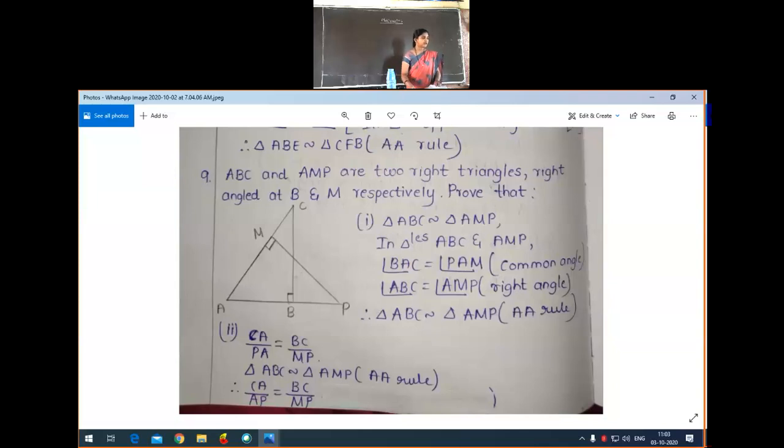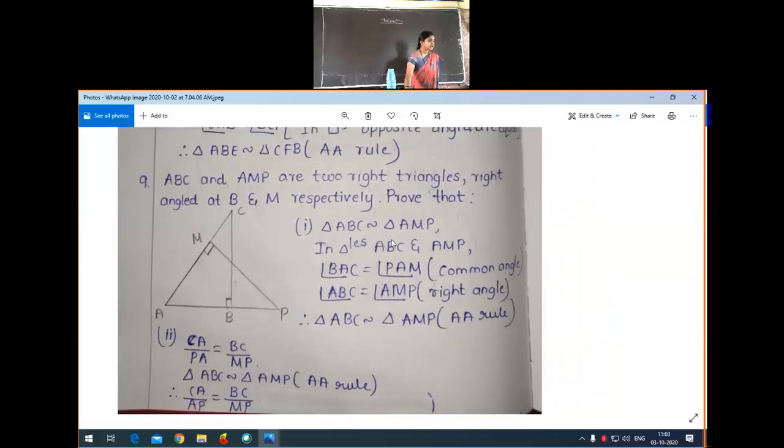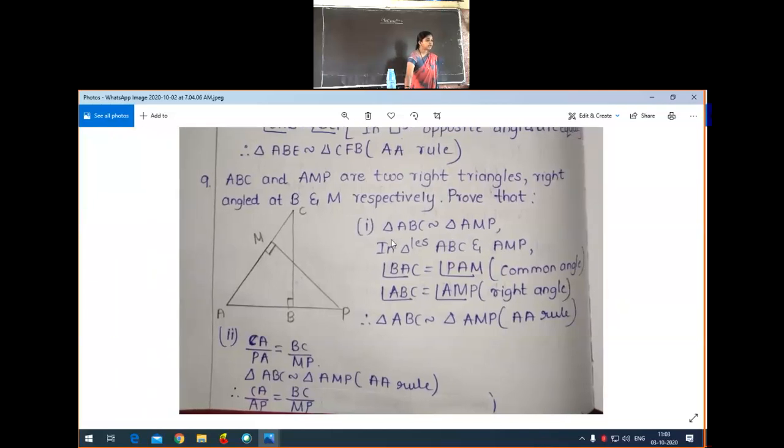See, now we have the 9th question. What is that 9th question? In figure, ABC and AMP are two right triangles, right angled at B and M respectively. Prove that. One second, Akshay, come here. Come and sit here. Otherwise, the page is not visible, no? That table is not working. It's okay. Come and sit here. No problem.